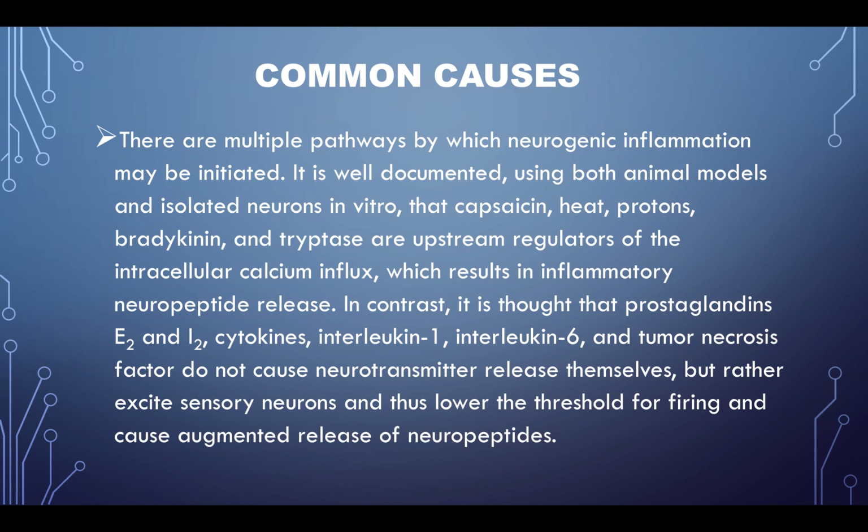And what I should say here is, remember, inflammation isn't bad. It's the constant chronic inflammation that's not well controlled. That's when it becomes bad. In contrast, it is thought that prostaglandins E2 and I2, cytokines interleukin 1-6, and tumor necrosis factor don't cause neurotransmitter release by themselves, but rather excite sensory neurons, lower the threshold for firing, and cause augmented release of neuropeptides.